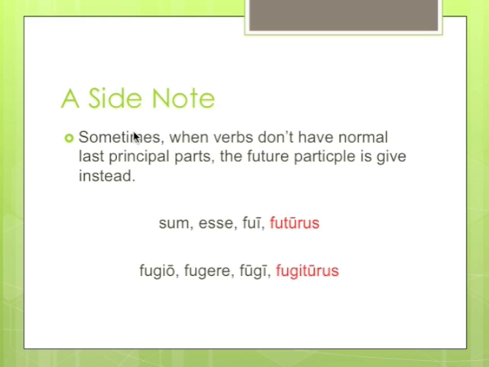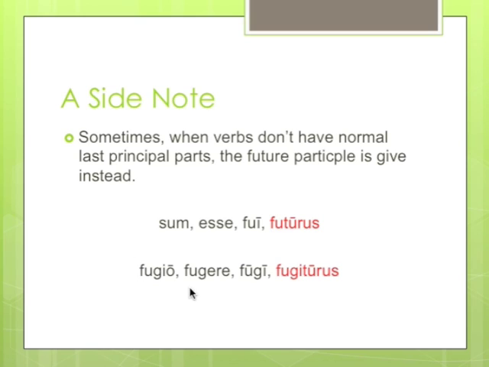That's pretty much what I have to say as far as the introduction to the future participle, but I want to make one little side note, an interesting side note. Sometimes when verbs don't have normal last principal parts, the future participle is given instead. For instance, for the verb sum, you may remember the principal parts are sum, esse, fui, futurus. Futurus is actually a future participle. That form is used there because the normal participle for sum does not exist. So instead, you are given the future participle, which gives you similar information.